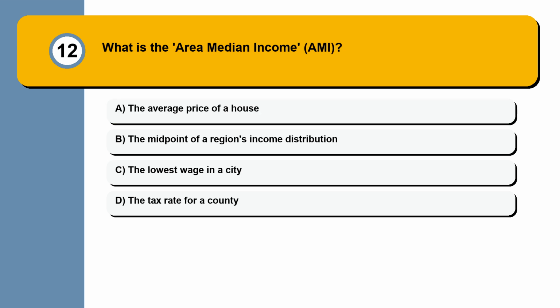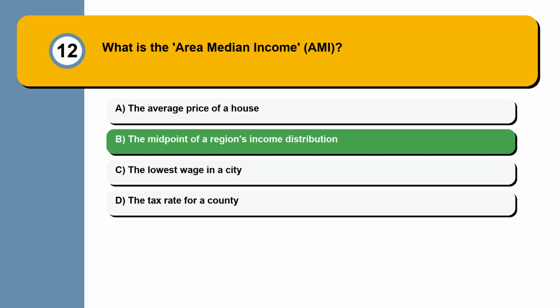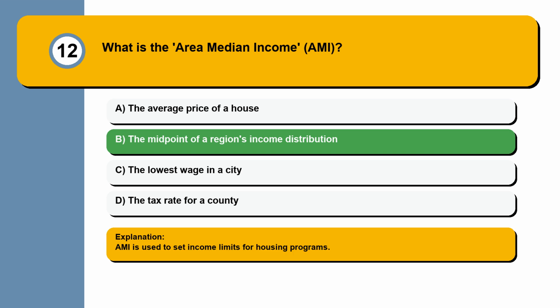Question 12. What is the area median income, AMI? The average price of a house, the midpoint of a region's income distribution, the lowest wage in a city, the tax rate for a county. AMI is used to set income limits for housing programs.